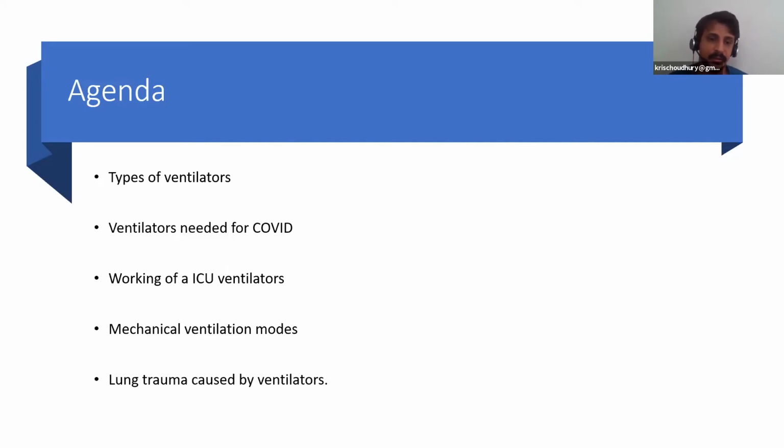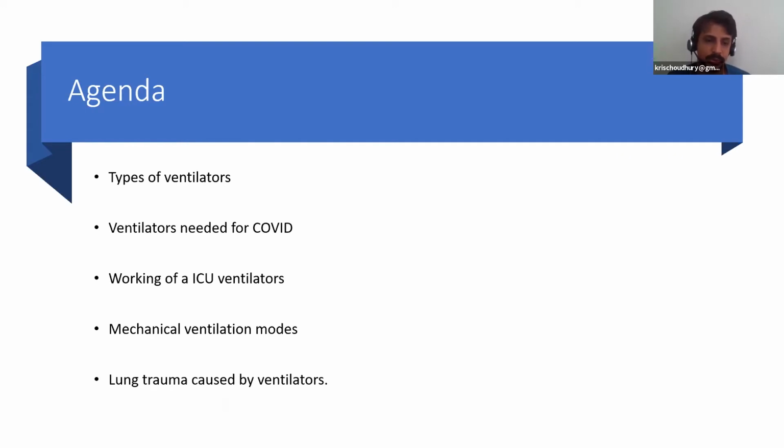And then we'll take a deeper dive into the working of the ICU ventilators, where I'm going to take you through how each module works and why it is needed. And then we will go through the different mechanical ventilation modes, the kind of modes that a ventilator needs to run on, the kind of sensors that are needed for it, and how an electronic control needs to be in place to handle all these modes.